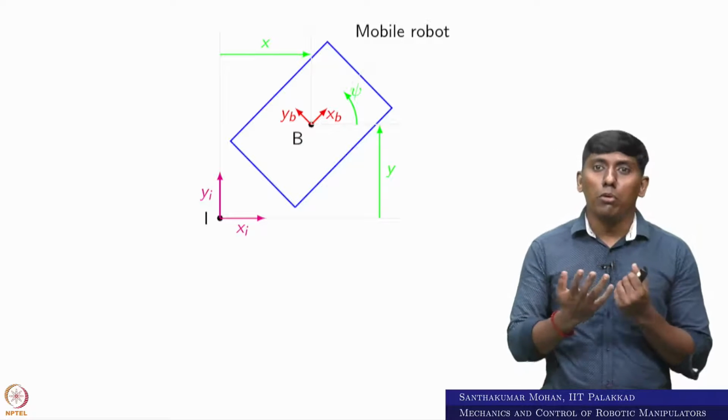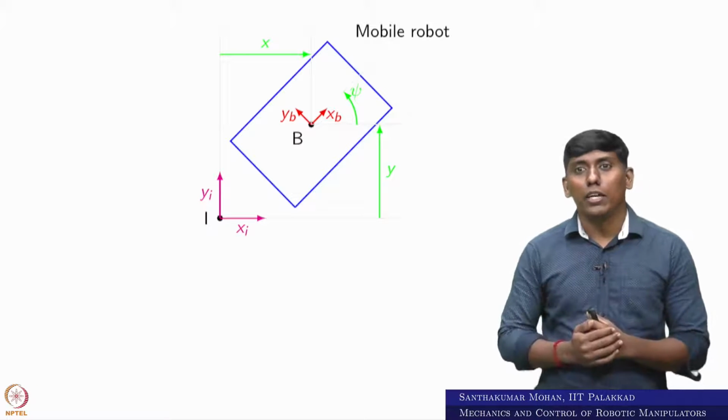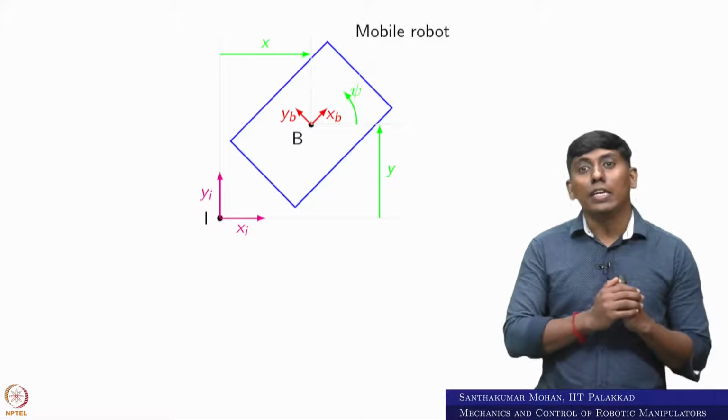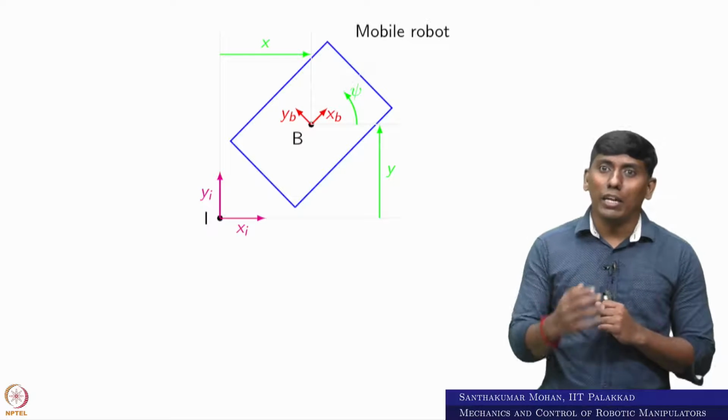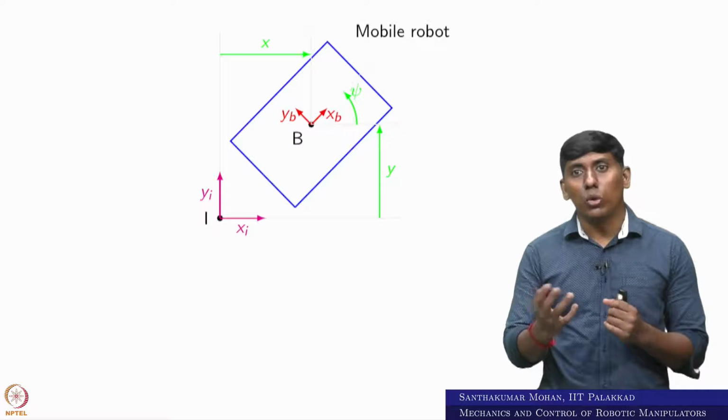Now if you talk about the coordinates or variables in terms of Denavit-Hartenberg, here there are three joints. One is the x translation joint, the y translation joint is the second one, and the z axis rotation is the third joint.